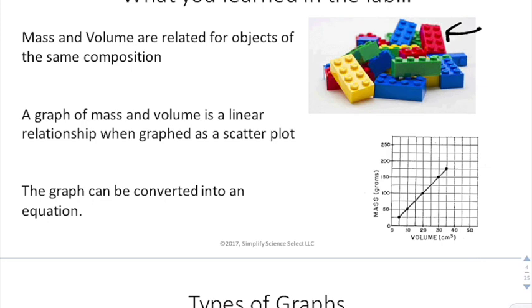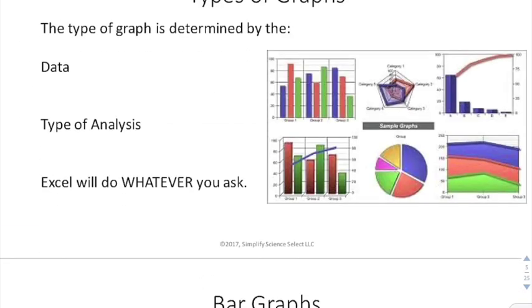Now the scatter plot is kind of what you see here, where you could have x's and you're graphing all the data points. So whenever you do that, you're graphing all those data points. You should be able to see a generally linear relationship. So you should have also been able to take that graph and convert it into an equation similar to algebra.